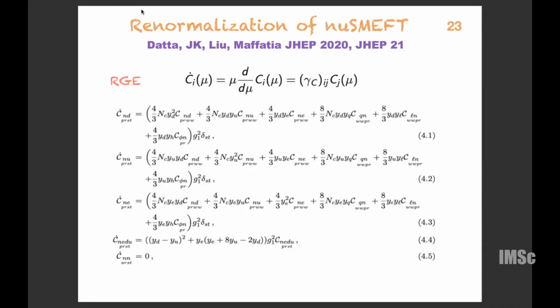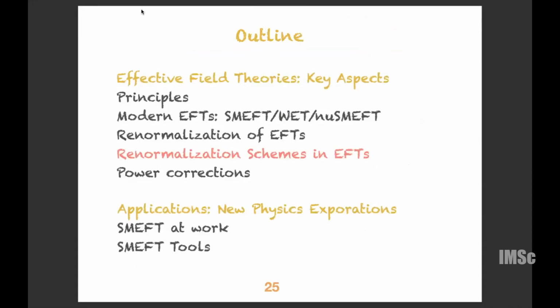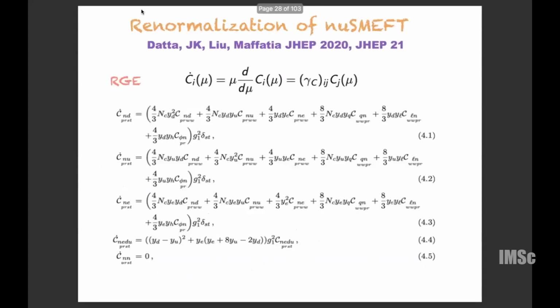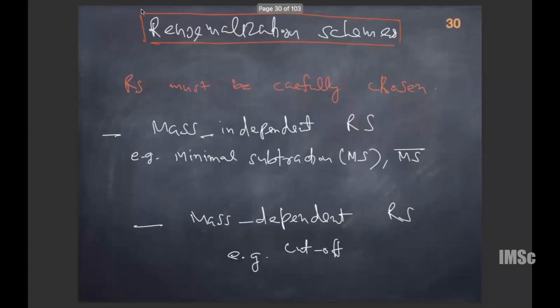Okay, so let's go very quickly over the renormalization schemes. Some slides are repeated, I will skip them. There are two kinds of schemes basically that you can use. One is cutoff, so that while calculating loops you can simply put a cutoff, or use dimensional regularization. I will talk about it.